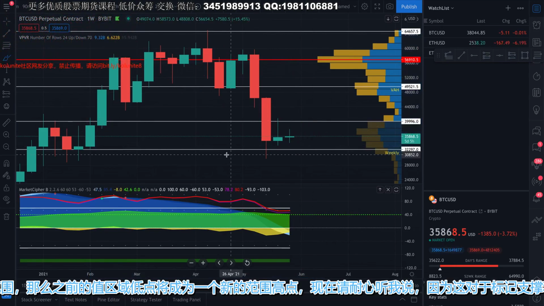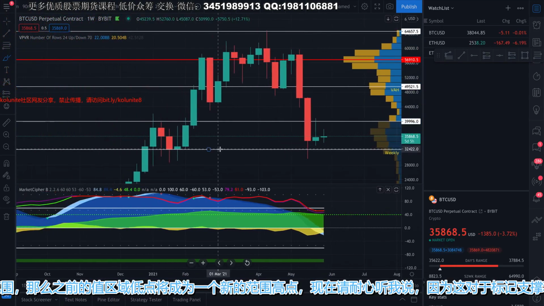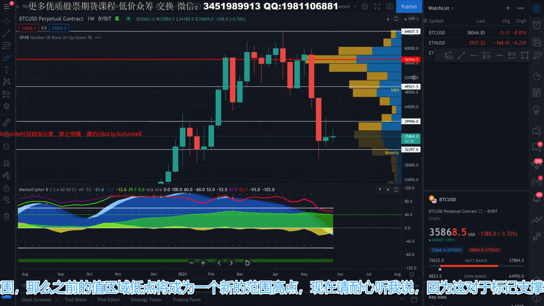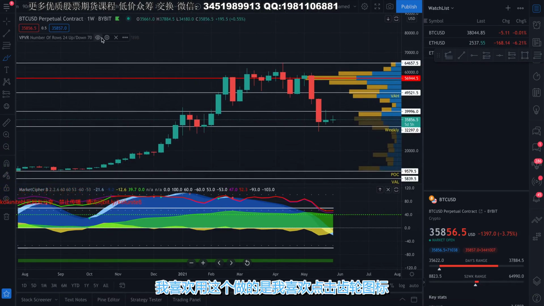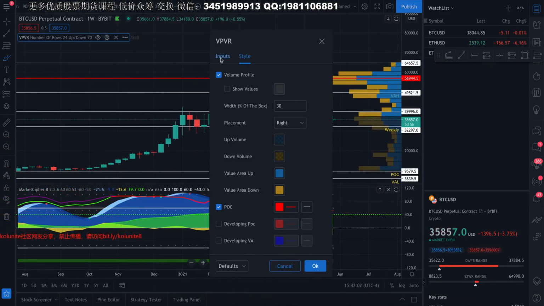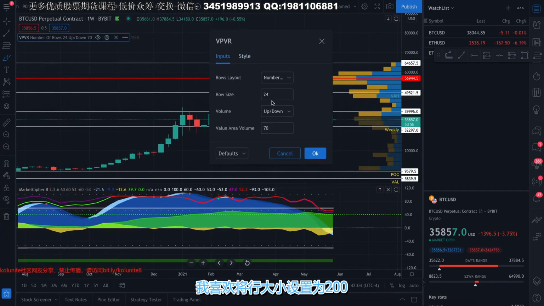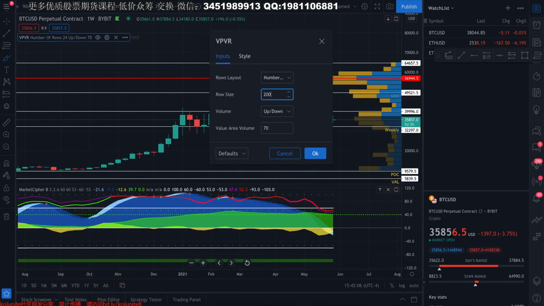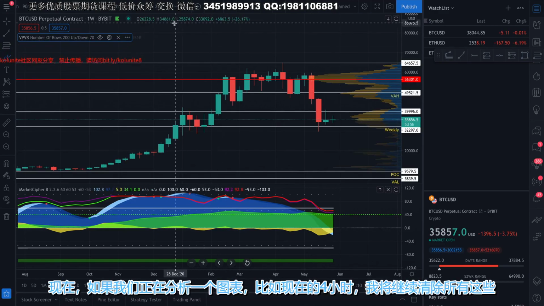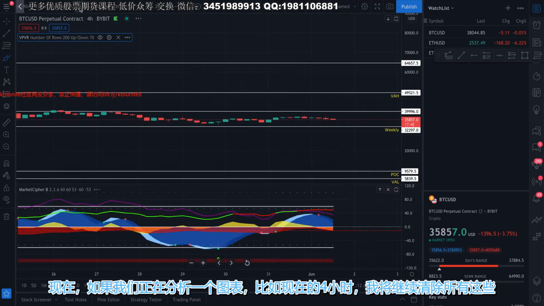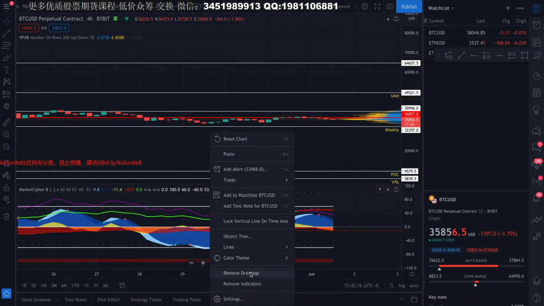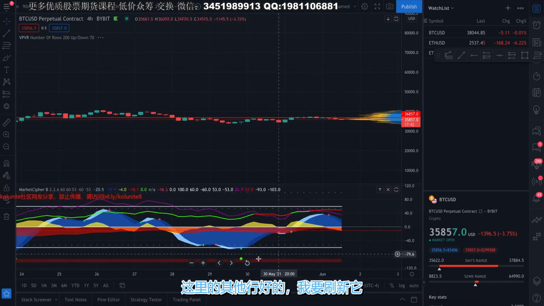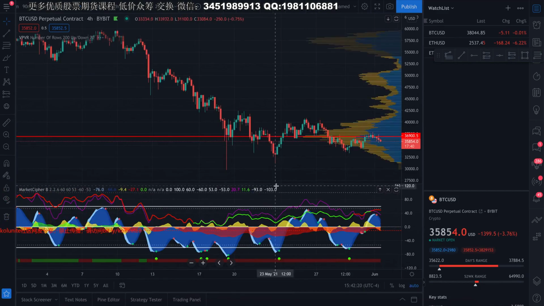Okay? Now, just bear with me because this is important for marking levels of support and resistance. What I like to do with this is I like to click the gear icon, and I like to set the row size to 200, and I like to set the value area to 70. Now, if we're analyzing a chart, like let's say on the 4-hour, I'm going to just go ahead and clear all of these other lines here. Okay, and I'm going to refresh this.